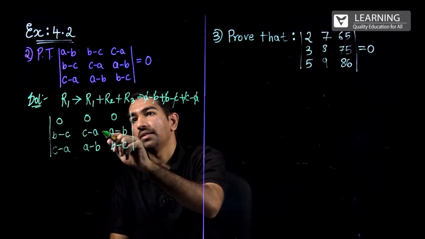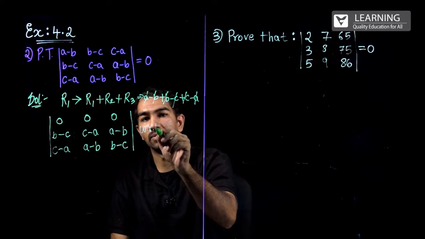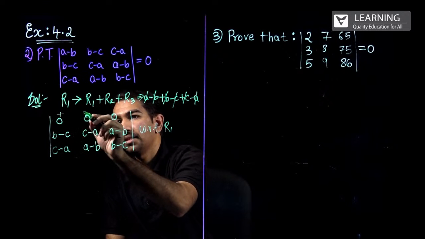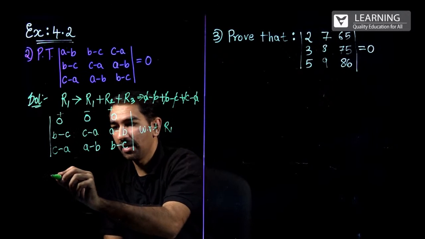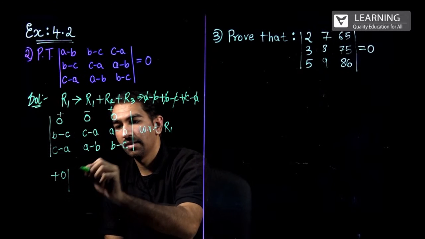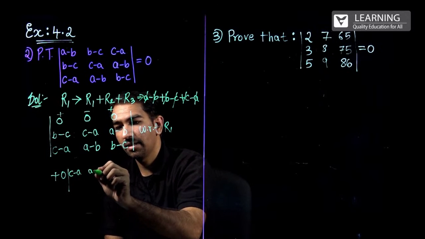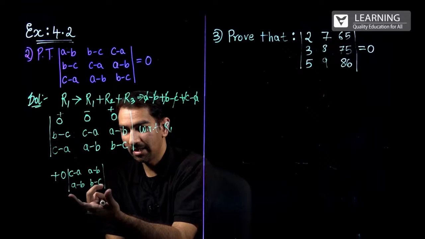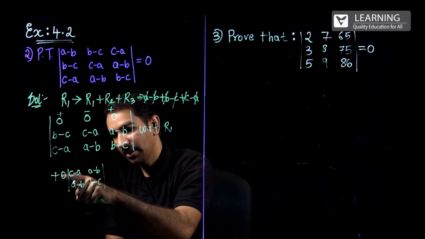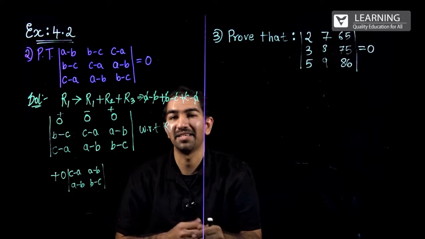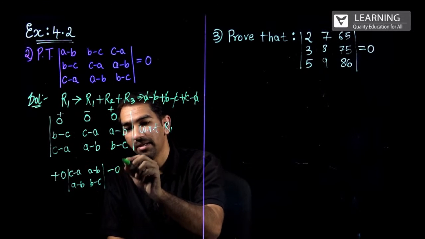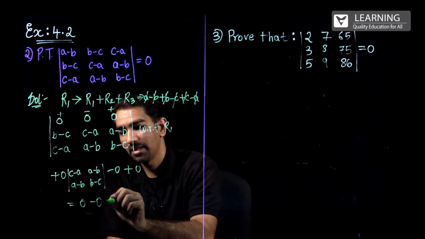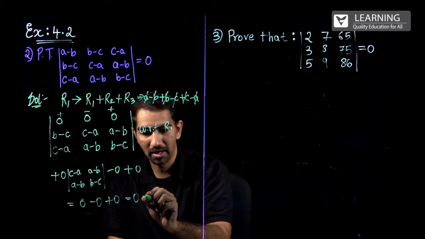Now expand or evaluate this determinant with respect to R1. So before we start with the evaluation, we'll write the cofactor signs here: plus, minus and plus. So we'll be having plus 0 of the determinant of C minus A, A minus B, A minus B, B minus C. Whatever the determinant we are getting here, this is getting multiplied with 0. So whatever gets multiplied with 0, the answer is what, students? The answer is 0 itself. So again minus 0 into something, that is 0 only, plus 0 into something. So this will be equal to 0 minus 0 plus 0, which is equal to 0, and we got the right hand side.